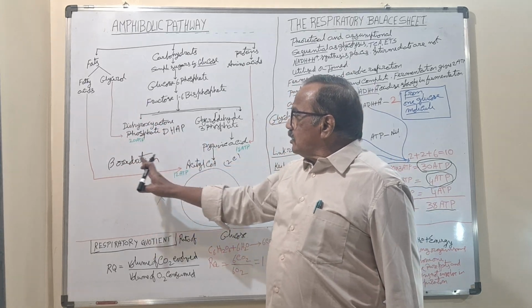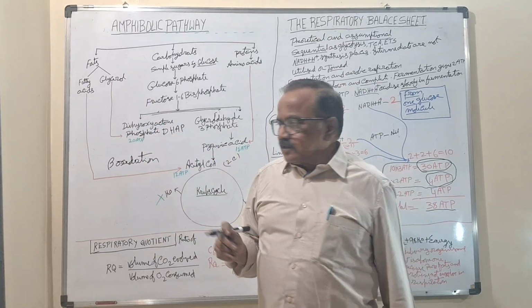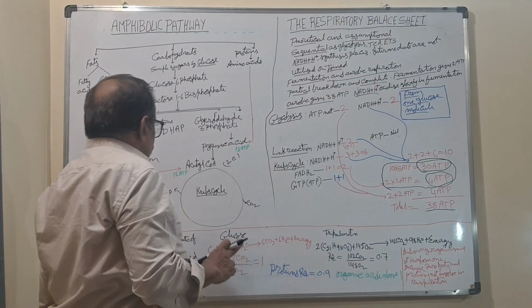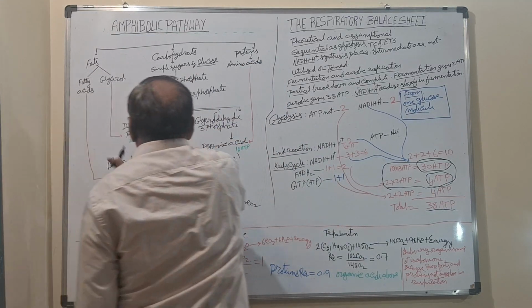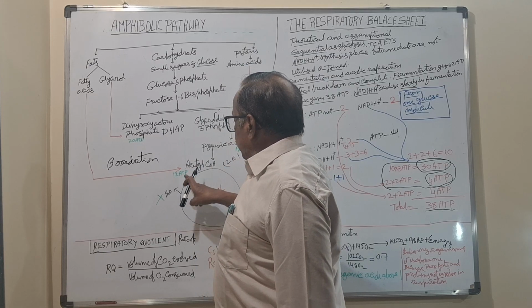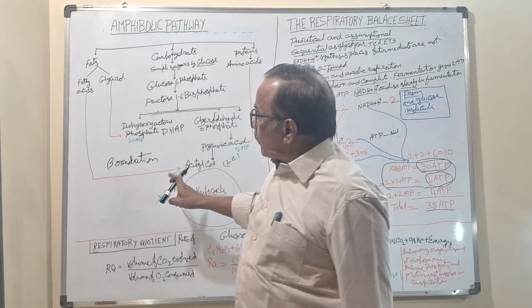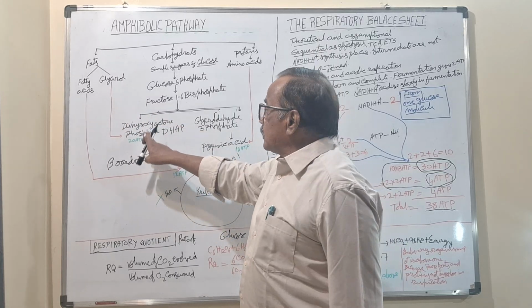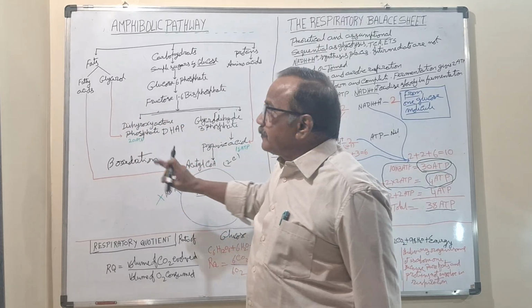Whenever the fatty acid comes, that I will tell you next. Next is proteins. If the fatty acids are coming, after converting to acetyl coenzyme A, it will produce 12 ATP each. If the glycerol is coming, it will go to DHAP and produce 20 ATP.